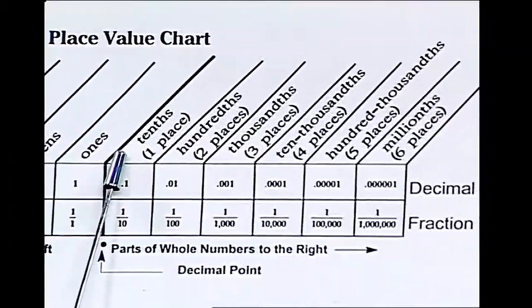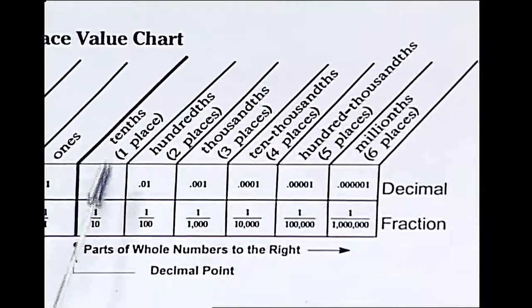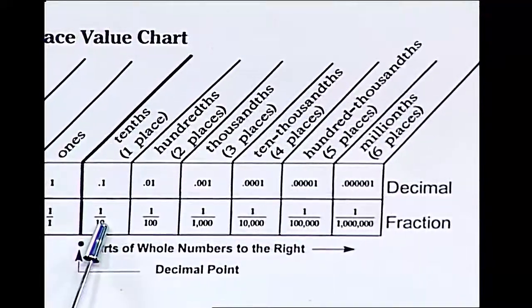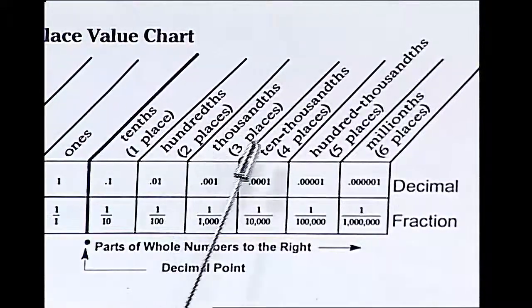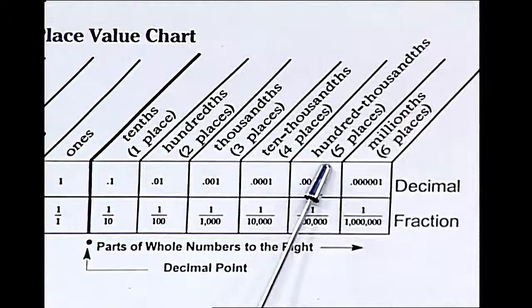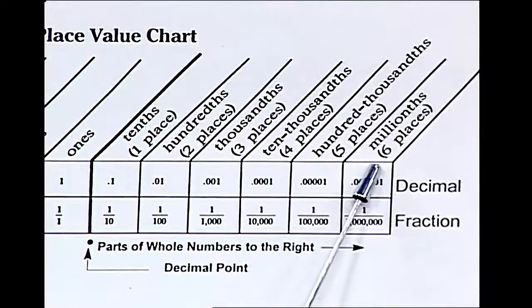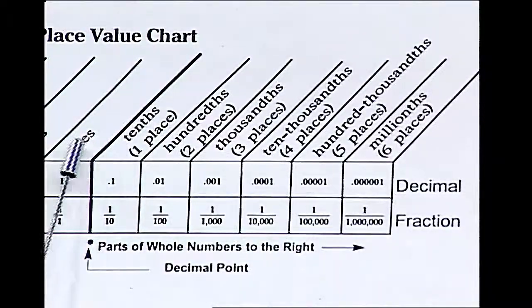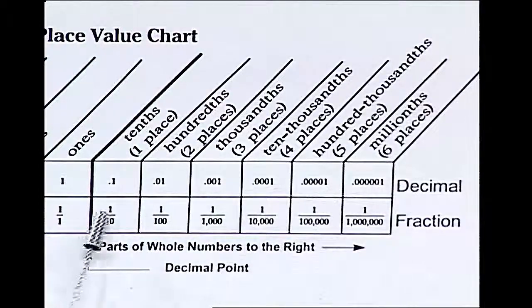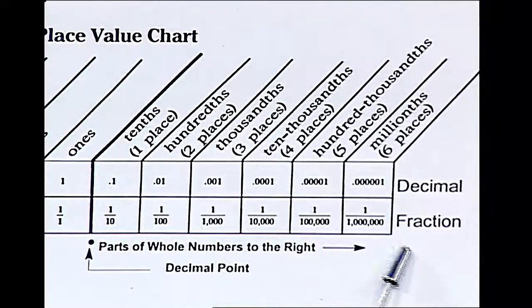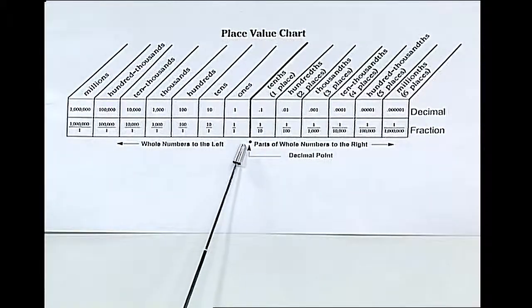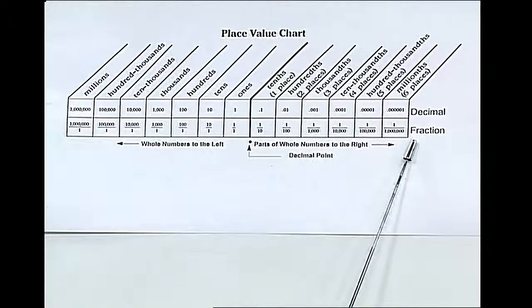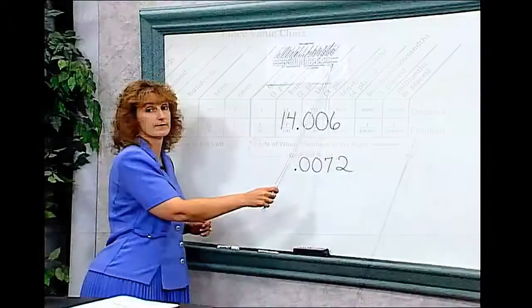These are tenths. Notice that tenths has one place because there's 1 zero in 10. Hundredths, thousandths, 10,000ths, 100,000ths, millionths. Each of these has the number of spaces as there are zeros in the denominator. So remember, the whole numbers are to the left of the decimal point, and the decimal numbers, or parts of whole numbers, are to the right of the decimal point.